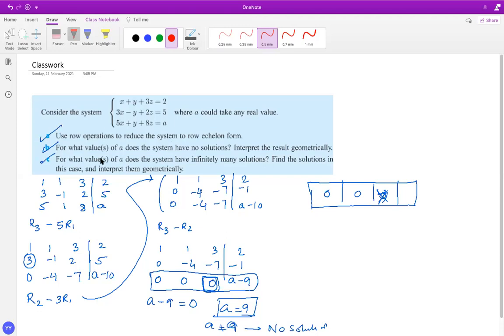The third case is where it has infinite solution, so when A is 9, find out the general solution and interpret geometrically. So the general solution is that they intersect along a line.